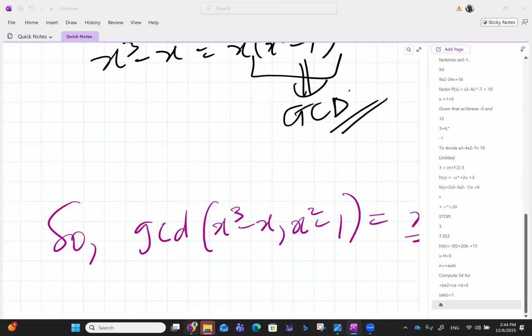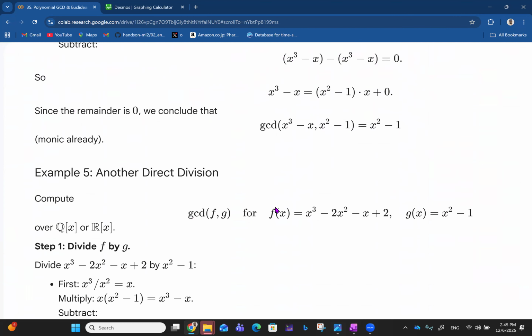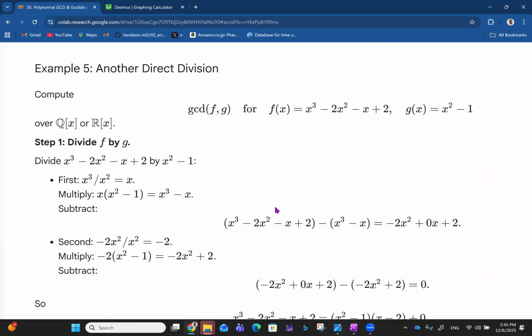Okay. So now we see that it's already in the monic form. What I've gone to do on the other page is the long division, which is easier done when you see the table, how it's progressing, than in this story version. Okay. Now let's do another direct division.